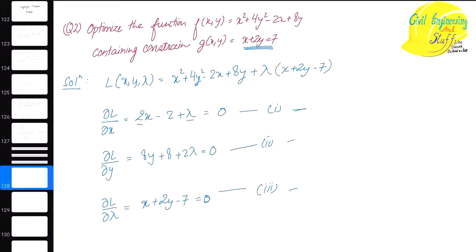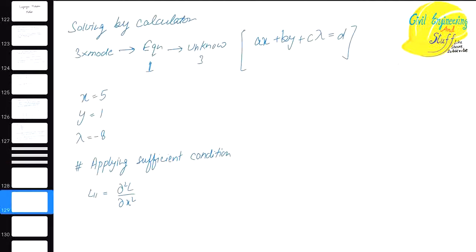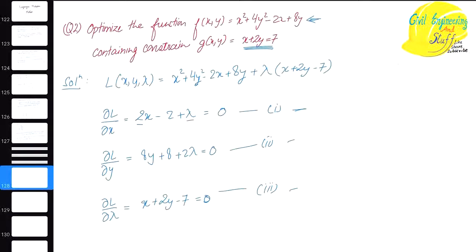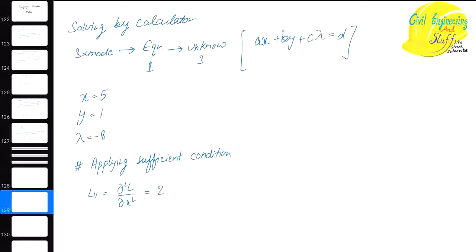with respect to the number of variables that you have. The function has two variables, x and y, so we are going to differentiate equation number 1 with respect to x and with respect to y. This will be L11, L12. Differentiating it with respect to x again, we'll have 2 as our answer for L11. Then L12 is d square L by dx and dy.